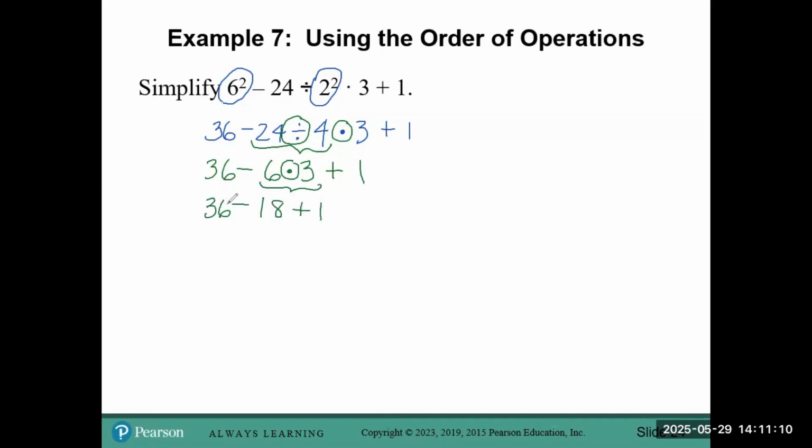And now I can work my subtractions and additions left to right again. So first, I do this subtraction, which gives me 18, and I copy down the rest. And then finally, I just have one operation left, so I can add them, and I get 19. And if you entered that in that exact order on a calculator, you should get the same answer.